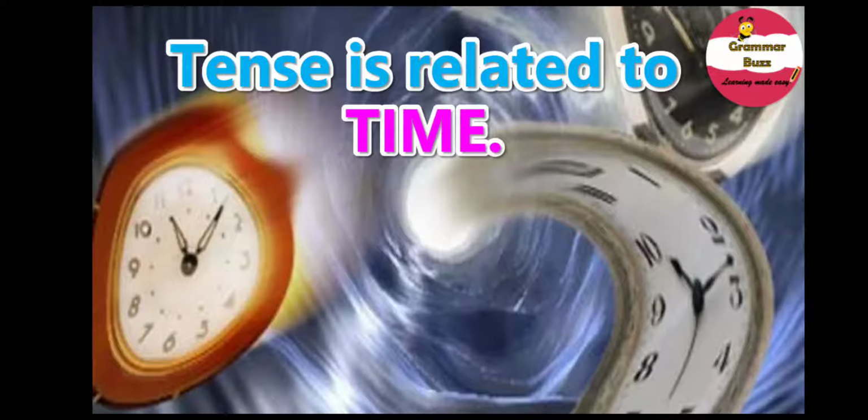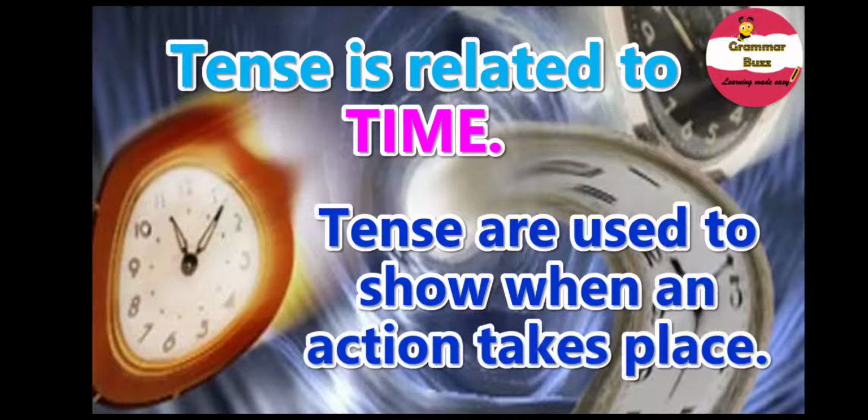In English grammar too, we have tenses. In English grammar, tense is related to time. Tenses are used to show when an action takes place. So remember, tense is related to time and is used to show when an action takes place. Okay, time for me to share some interesting facts about tenses. Let's try and understand them with the help of some examples.